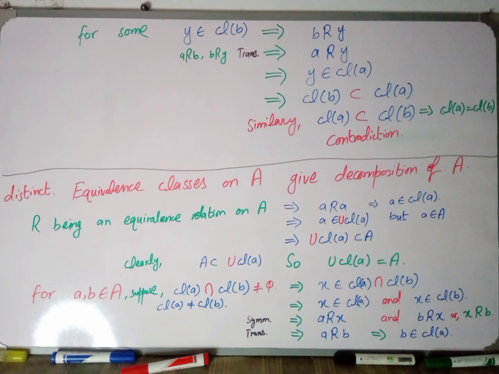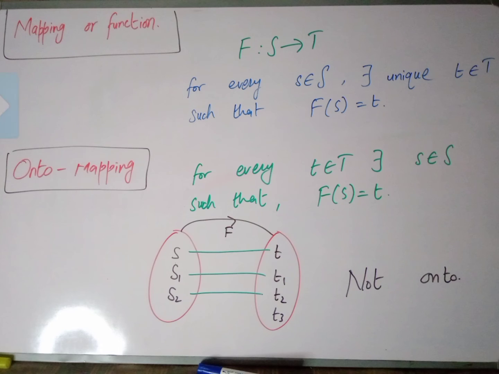Now we will discuss the definition of a mapping or a function. Let f be a function mapped from a set S to a set T, such that for every s belonging to set S, there exists a unique t in set T, such that f of s is equal to t. Now, we will discuss the definition of onto mapping, which is that a mapping from S to T is onto if for each t in set T, there exists s in the set S, such that f of s is equal to t.